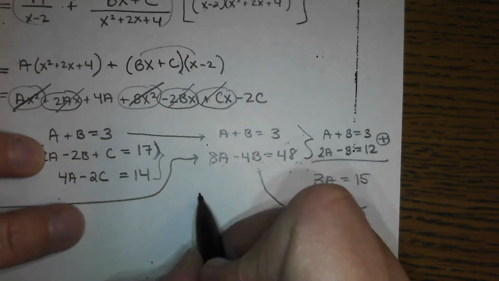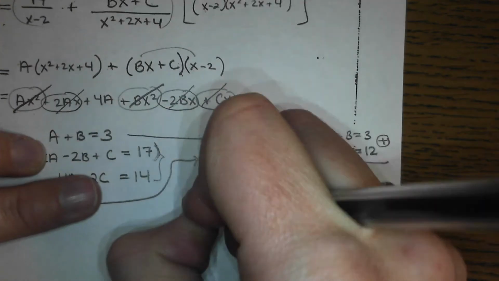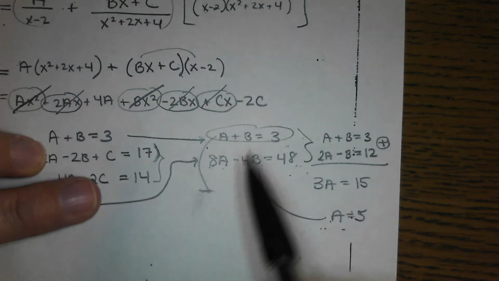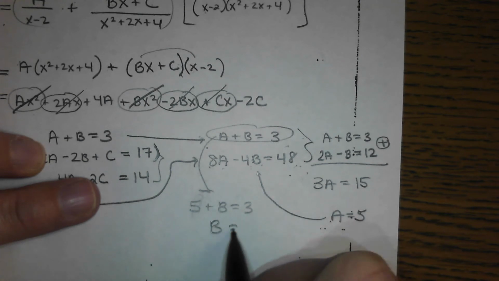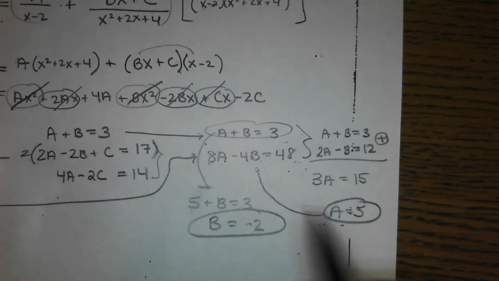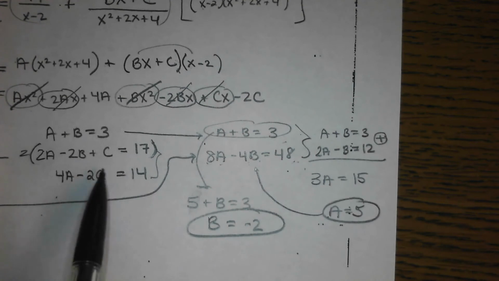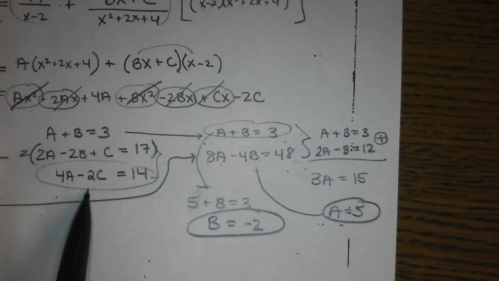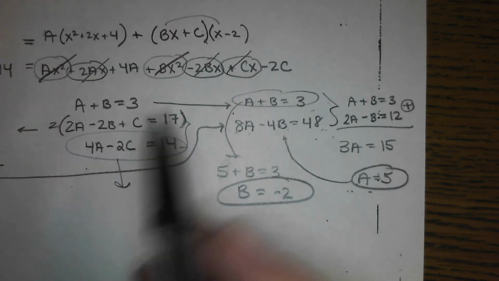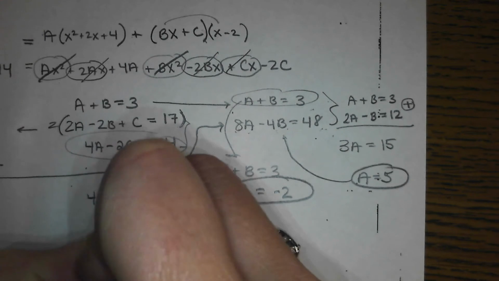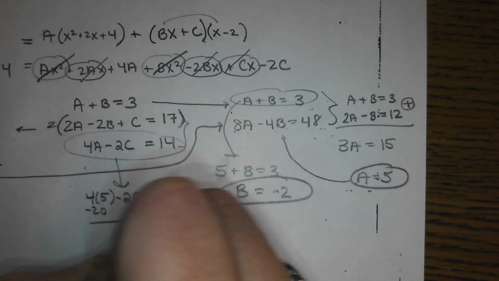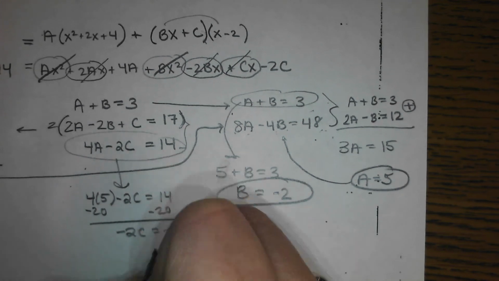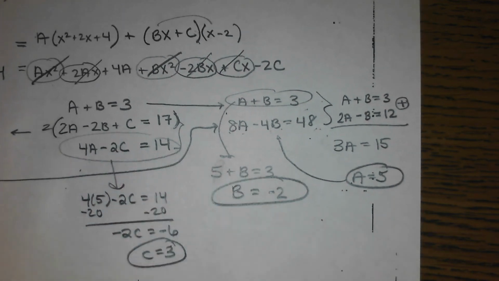Go back, I'm going to go to the top one, this one. A is 5 plus B equals 3, so B equals negative 2. And then go back to maybe your easier version of the original 3. 4A's will be 4 times 5 minus 2C equals 14. Subtract 20 from both sides. Negative 2C equals negative 6. And C is 3. Remember, that is not your answer.